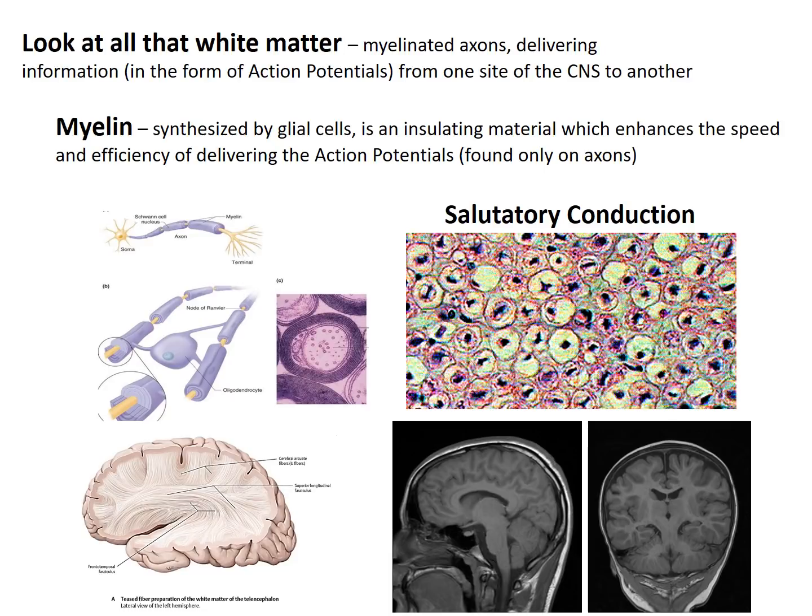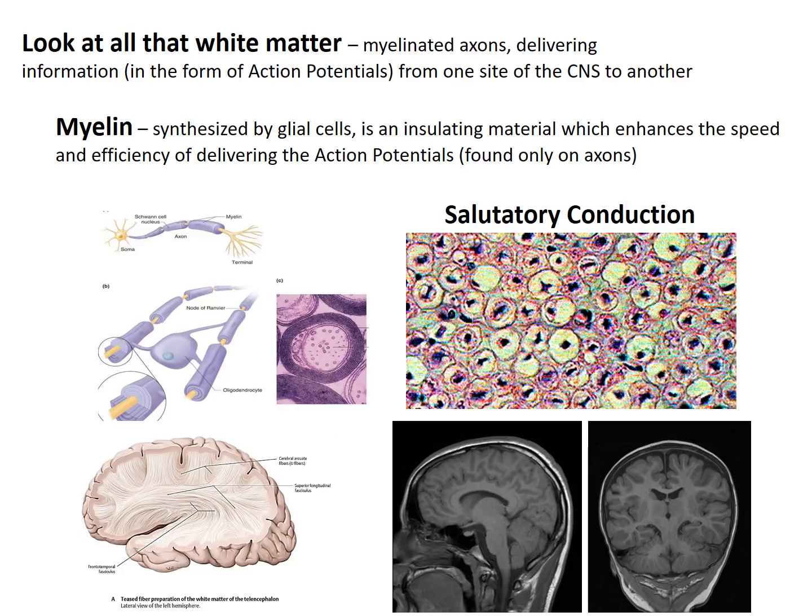And what's that white matter all about? That white matter is all about myelinated axons. Those myelinated axons are delivering the electrical message from one site of the central nervous system to the other. The electrical activity is referred to as an action potential. We'll cover that in a little bit here.